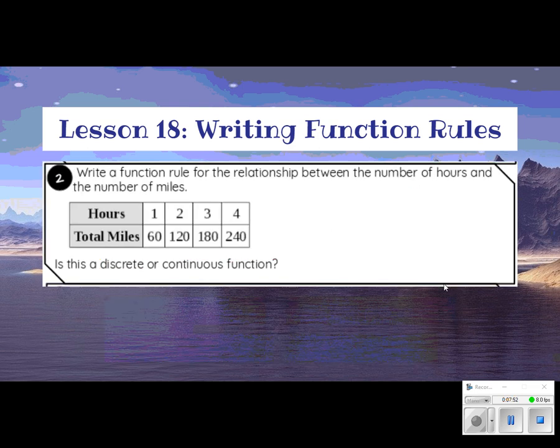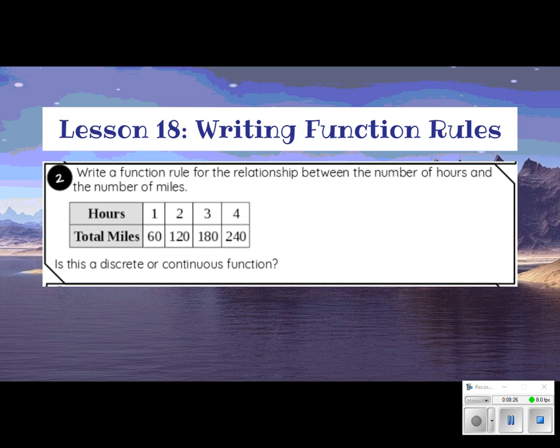Let's look at number 2. Write a function rule for the relationship between the number of hours and the number of miles. So I have hours 1, 2, 3, 4, total miles 60, 120, 180, and 240. So the question is, is it discrete or continuous? Can my hours be in fractions? Would that be okay? I think that we could do 1.5 hours in this situation.